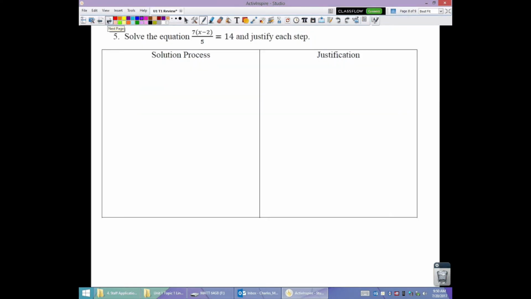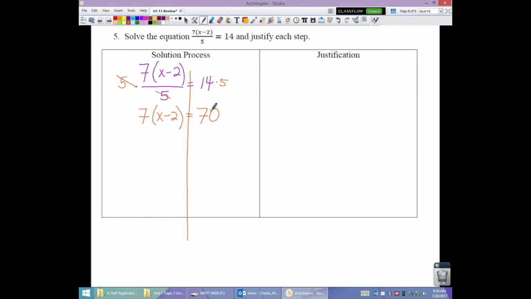Okay, number 5, we have one of our complex looking fractions again. It's already alone on that side of the equation. So I'm ready to eliminate the denominator. So we are dividing by 5 this time. If you multiply both sides by 5, you've gotten rid of that, and you're left with just the numerator 7 times quantity x minus 2. That's equal to 14 times 5, which is 70.